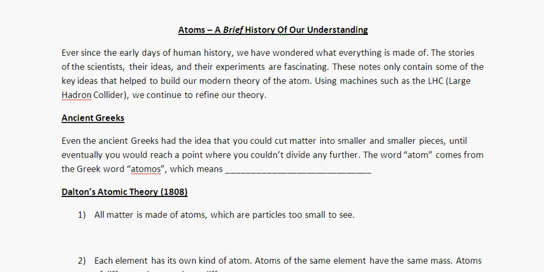The ancient Greeks had the idea that if you took matter and you cut it up and cut it up and cut it up, eventually you would get to a point where you couldn't divide it any further. In fact, the word atom comes from the Greek word atomos, which means indivisible.